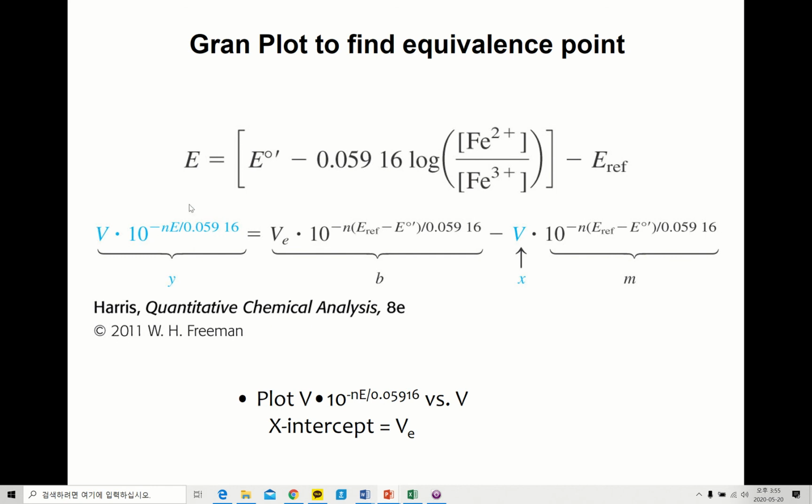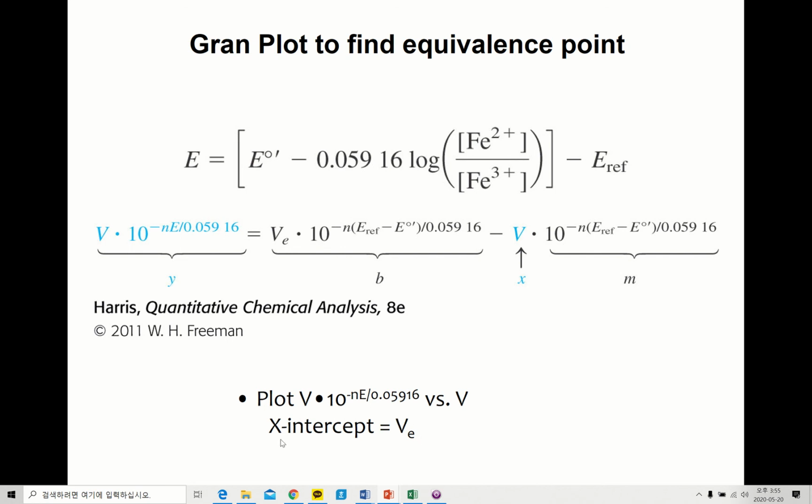Take this part as y, and take this V as the x variable. Then this is simply a linear equation, y equals b plus mx, where m is the slope and b is the y-intercept. So plot V versus this one, taking this one as y.